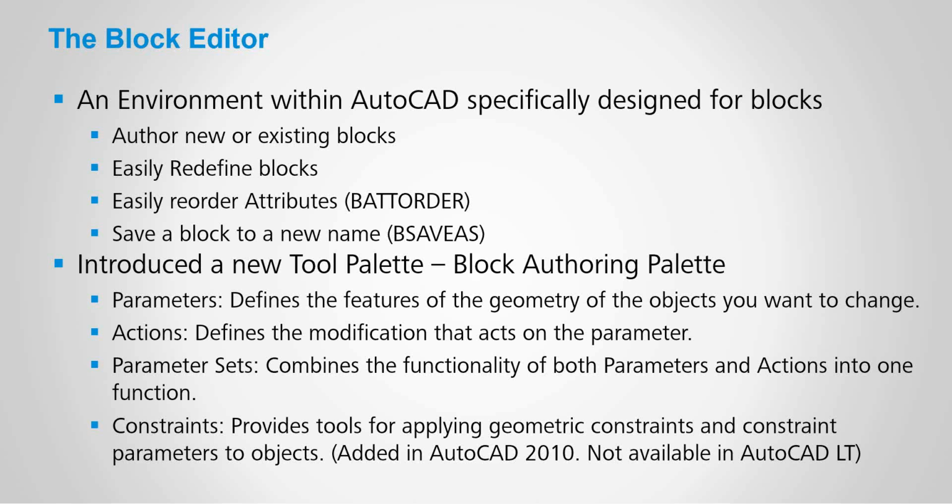Also, we have a command in there called BATTORDER, only available from the command line, but it allows me to easily reorder my attributes in a block. In addition, we have a command in there called BSAVEAS. And this is such a cool feature because it allows me to save a particular block to a new name so that I can modify it to look like something else or a little different without affecting the original and then having the original update throughout the drawing. So these are some tools you'll only find in the block editor.